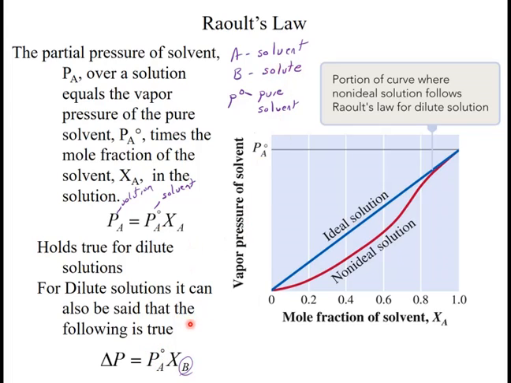So we have three different equations that we can use now, and the other equation that was from the other page was simply that the change in pressure is that of the pure pressure of A minus the pressure, not there, of A. So this is the pure solvent and this is of the solution. So we have three different equations that we can use with this.